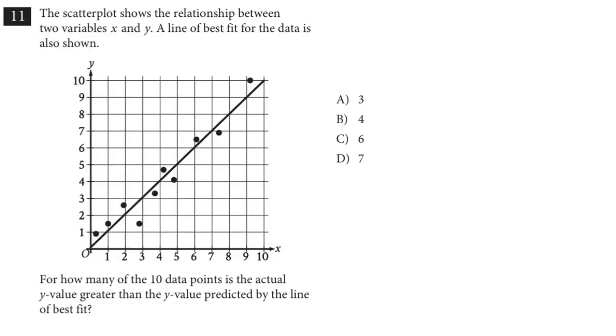Question 11. The scatter plot shows the relationship between two variables x and y. A line of best fit for the data is also shown. For how many of the 10 data points is the actual y value greater than the y value predicted by the line of best fit? So there are 10 points and we need to check those which are above the line. How many do you see above the line? 1, 2, 3, 4, 5, 6. So C should be the correct answer.